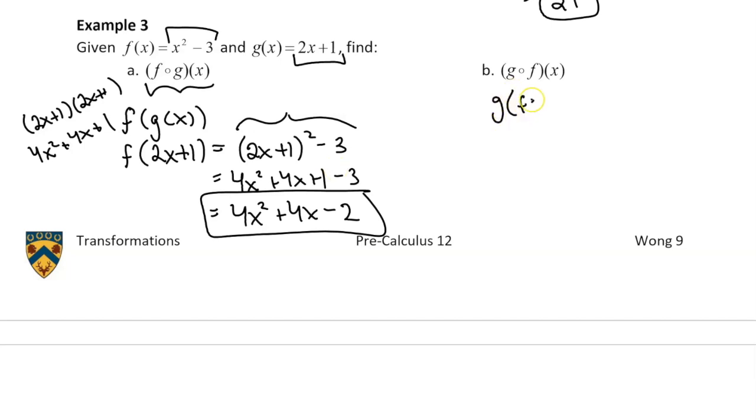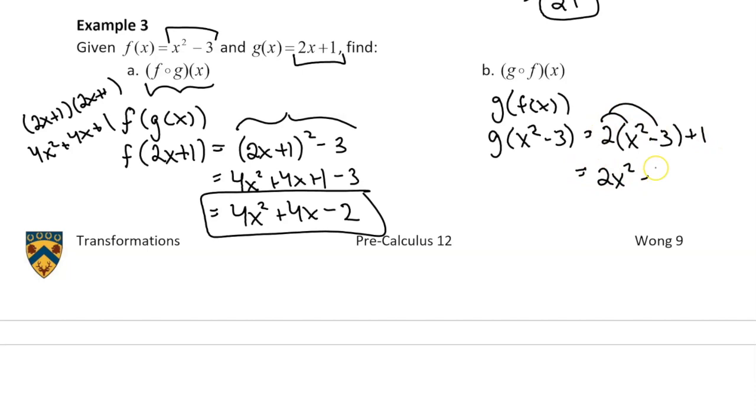Okay, g of f of x. My f of x value is x squared minus 3, so I have g of x squared minus 3. I'm going to write out my g of x function, so 2 times x squared minus 3 plus 1. I can expand the 2 in here, and I get 2x squared minus 6 plus 1, which would equal 2x squared minus 5.